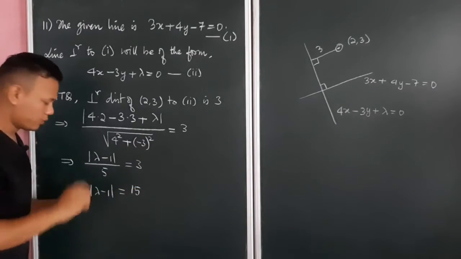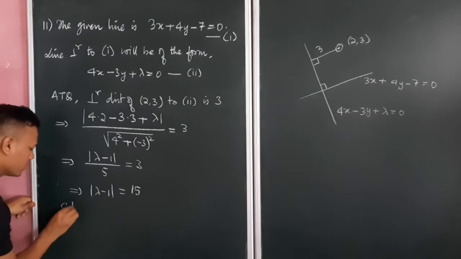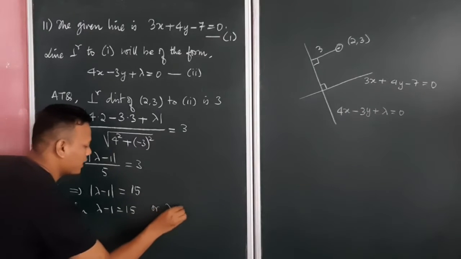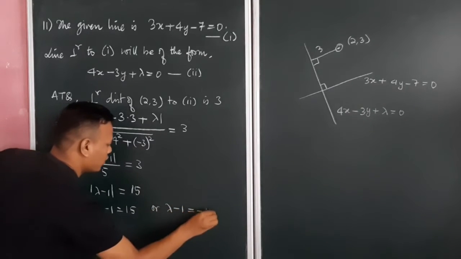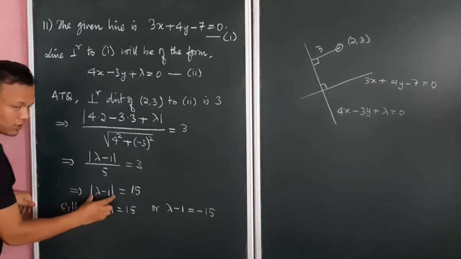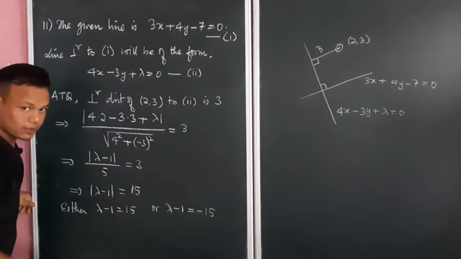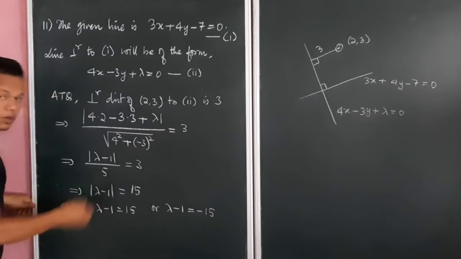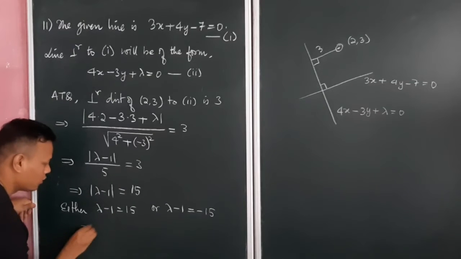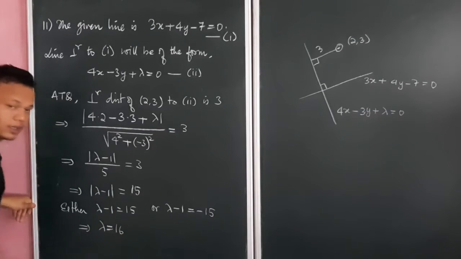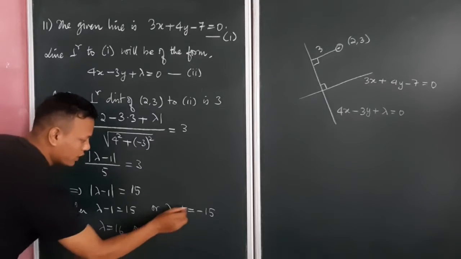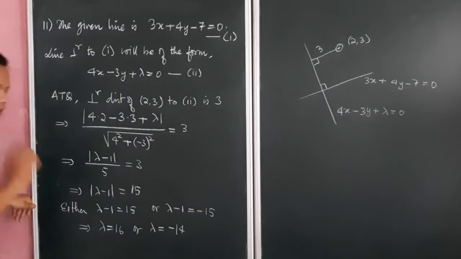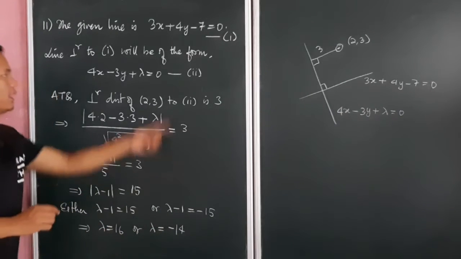There are two values possible, see here carefully. Either lambda minus 1 has to be 15 or lambda minus 1 has to be minus 15, because modulus means there are two signs possible, one plus and another minus. That is the meaning of modulus. From the first you will get lambda equals 16, and from the second you'll get lambda equals minus 14. Let us substitute the values of lambda in equation 2.